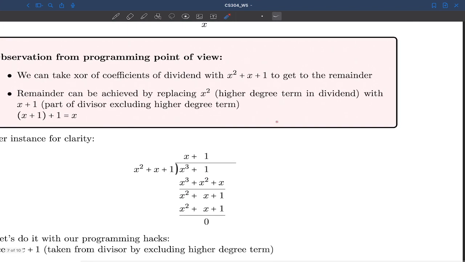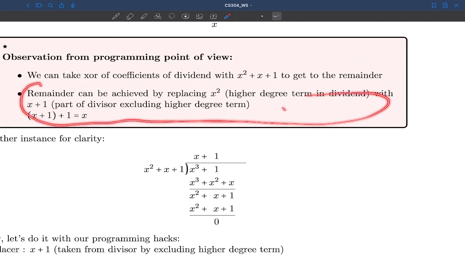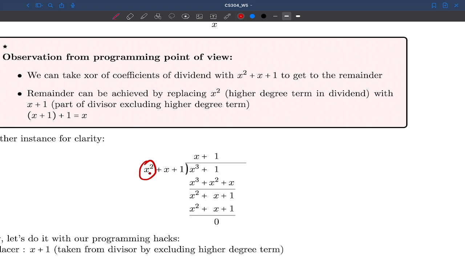Now, can I use the observation that we learned here? So, what is the highest degree term in my divisor? That is x square. So, can we spot x square in my dividend? Explicitly, I can't see x square in my dividend. Here I have x cube. But can I form x square here? Yes. If I write x cube as x times x square, now I can see x square here. So I spotted the same degree term as in my divisor.